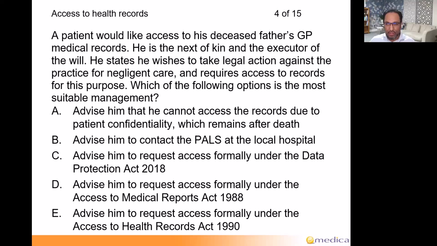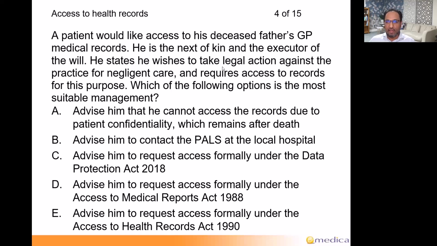Okay, great. I'll stop you there. So this one is a clear winner. More than half of you, the most popular answer is E, but quite a lot of people picked either C, Data Protection Act, or D, Access to Medical Reports Act. They're the other 2 popular answers. But most of you, over half, picked E.